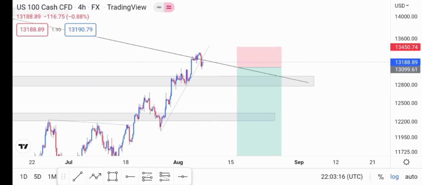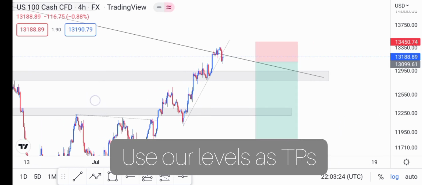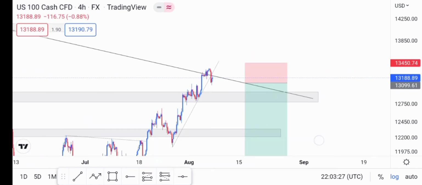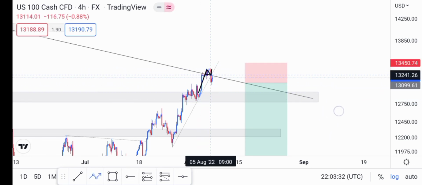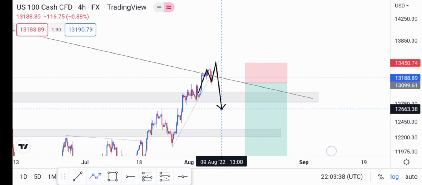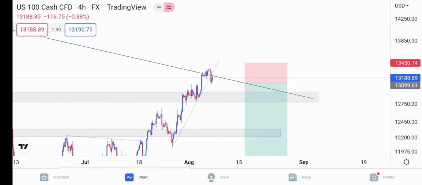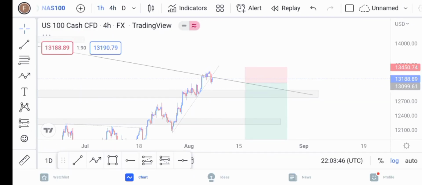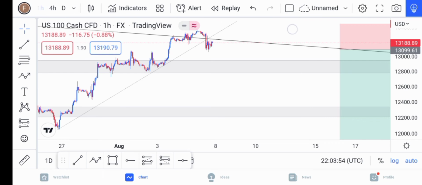I'm seeing a beautiful sell setup happening right over here, but we'll see what really happens, because there's a possibility that NAS100 can do this kind of movement: touch right over here, a little bit of a false breakout, and a push to the downside. So this is what we have. Let us move to the hour time frame to see if we can spot any confirmation for our short position.